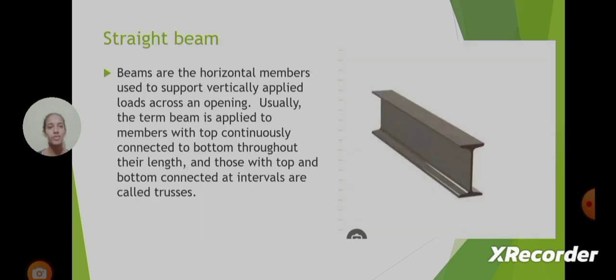Straight beam. Beams are horizontal members used to support vertical applied load across an opening. Usually, the term beam is applied to members with the top continuously connected to the bottom throughout their length, and those with the top and bottom connected at intervals are called trusses.